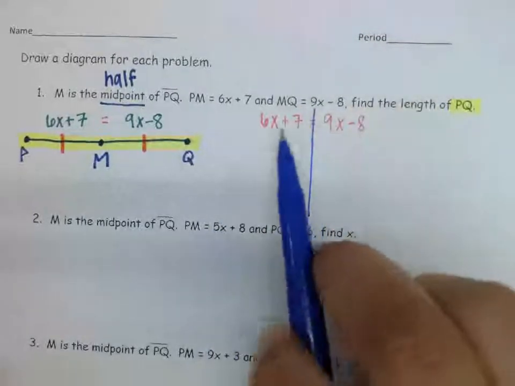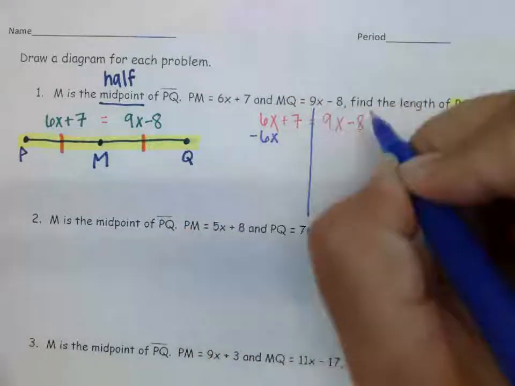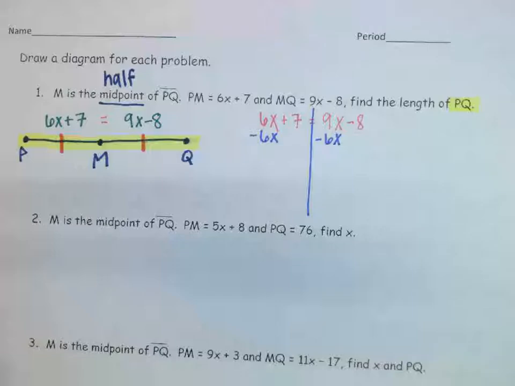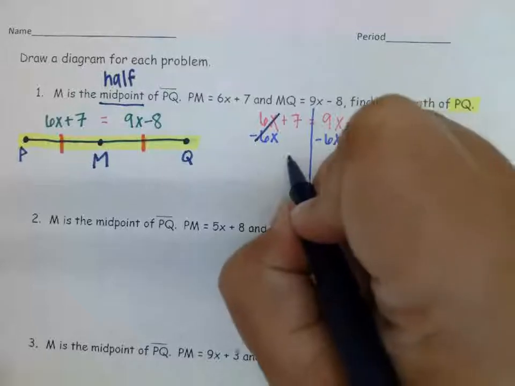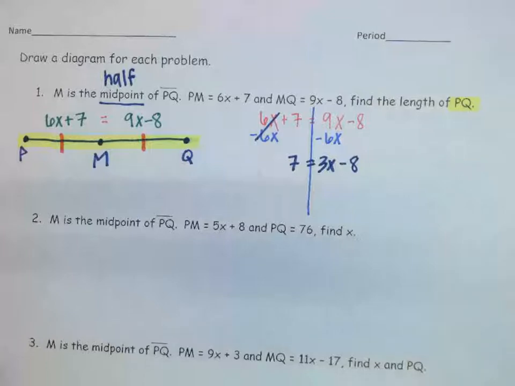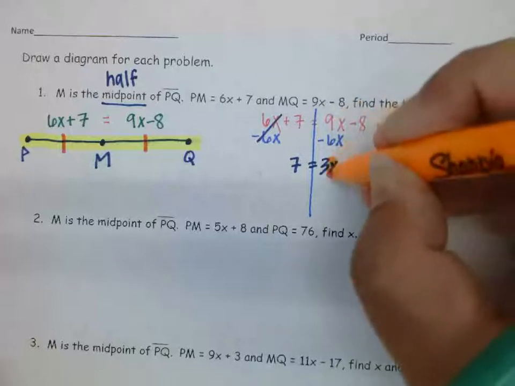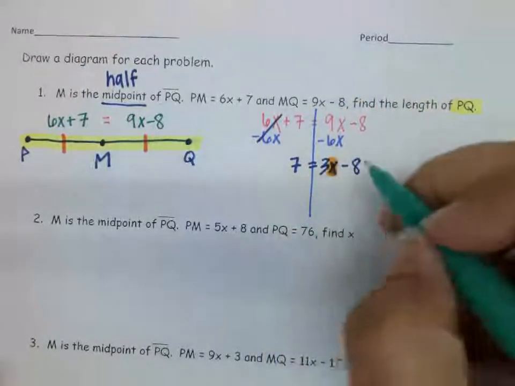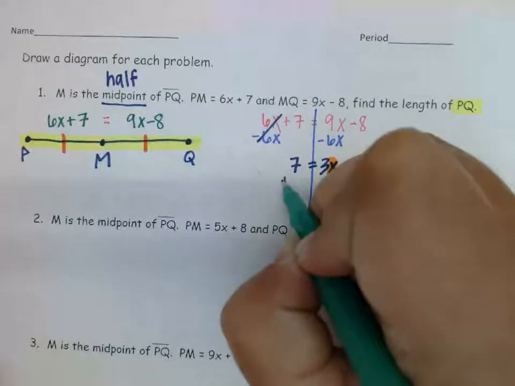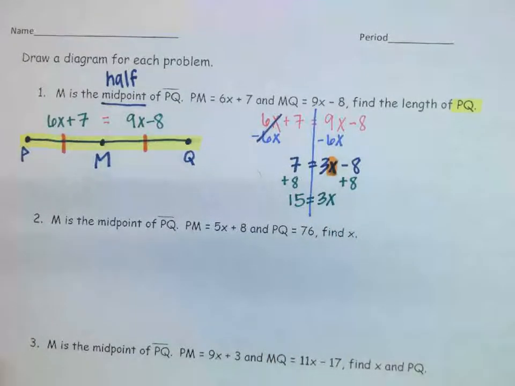So, which one's smaller, 6x or 9x? Let's move our x's first. 6x is smaller. I move it by subtraction. What I do to one side, I do to the other. This cancels this out, leaves 7 on this side, gives me 3x minus 8 on the right side. Next, now that x is by itself on one side, that's a good goal. We're going to move everything away from it. Add your 8 to both sides. You get 15 equals 3x.